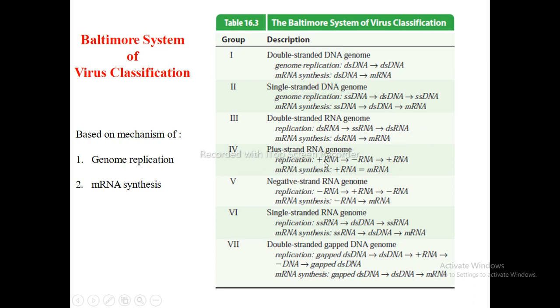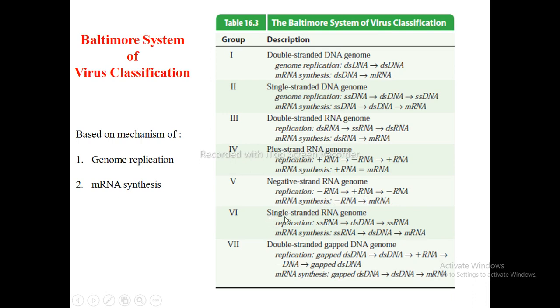And for the plus strand RNA genome, first the plus strand RNA is copied into minus strand RNA that acts as a template and then gives rise to plus strand RNA. And likewise for mRNA, because it's a plus strand RNA genome, it is itself an mRNA, right? And the negative strand RNA, minus strand RNA, is first converted into plus strand RNA, which converts finally to minus strand RNA. No DNA intermediate in third, fourth, and fifth group. For mRNA synthesis, minus strand RNA gets copied into plus strand RNA, that is mRNA.